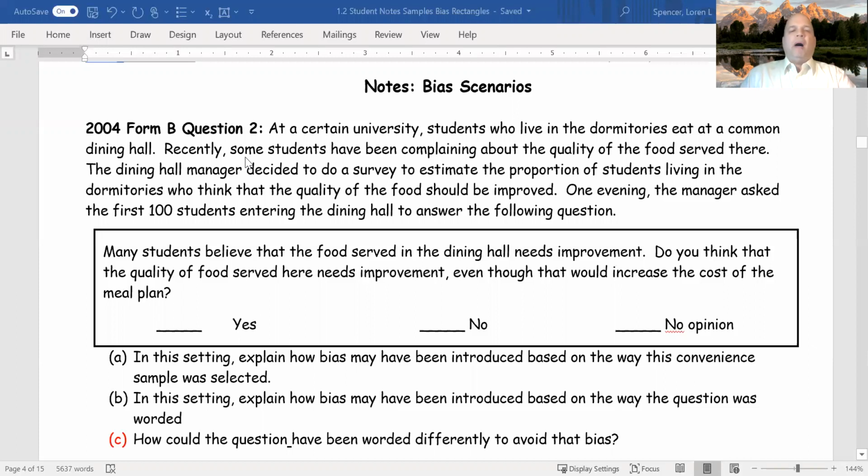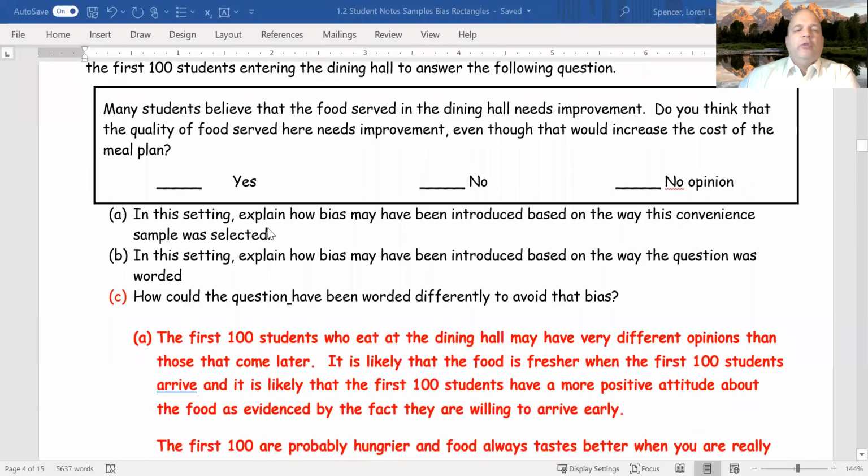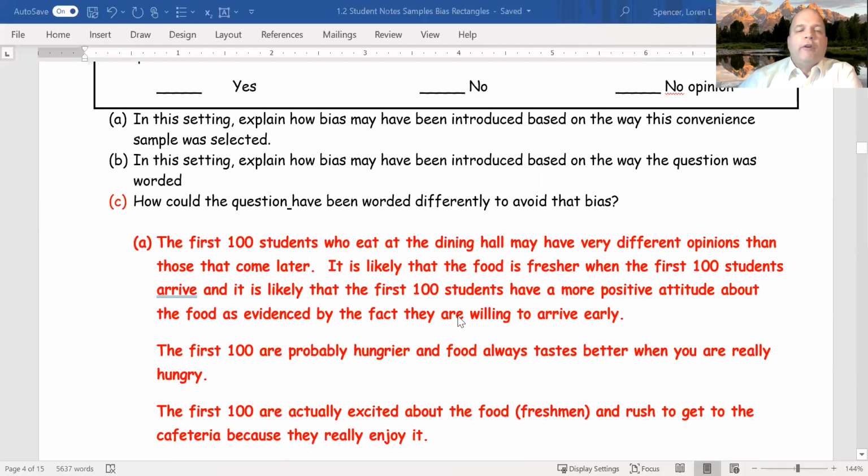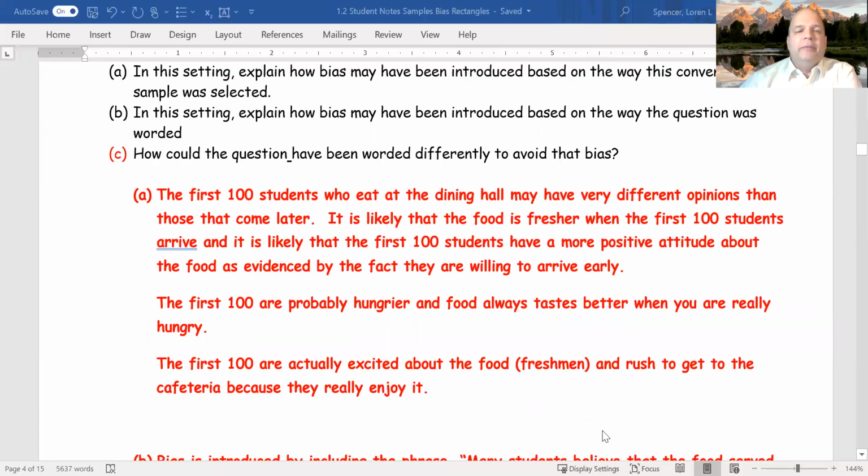In part A, explain how bias may have been introduced based on the way this convenience sample was taken. All right? So the first 100 students who eat in the dining hall may have very different opinions than those who come later. It's likely that the food is fresher when the first 100 students arrive, and it's likely that the first 100 students have a more positive attitude about the food, as evidenced by the fact that they are willing to arrive early. It could be like freshmen, first time they go to the cafeteria, they think the food is great. The first 100 are probably hungrier, and food always tastes better when you are really hungry. And the first 100 are actually excited about the food because they're freshmen and they rush to get to the cafeteria because they really enjoy it. So that would be good answers to part A.